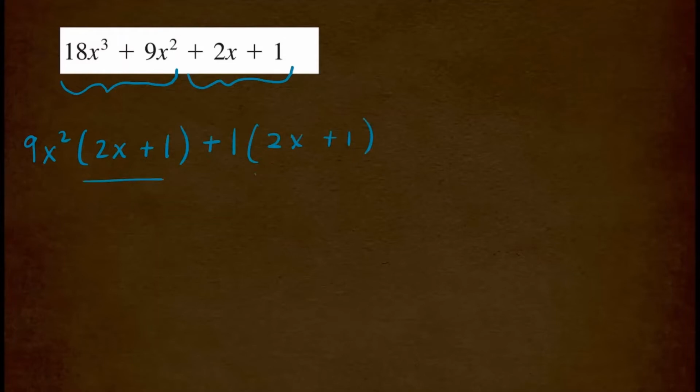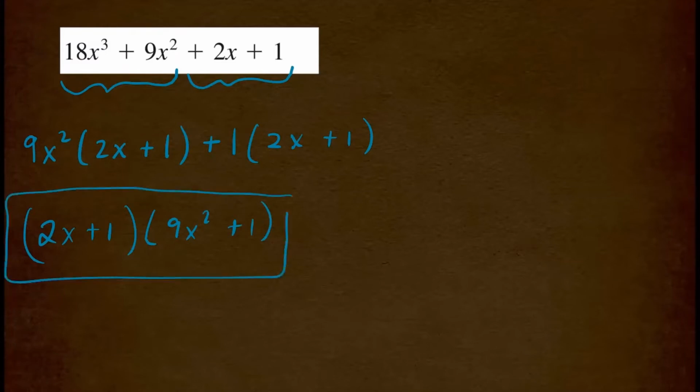And you see how these two match again. So we're going to pull those out. That's 2x plus 1, and we're left with 9x squared plus 1. So we're going to put those in parentheses, 9x squared plus 1. And you check again if you can factor any of these again. It looks like, again, we cannot factor it further. So these are the factors for this given expression.